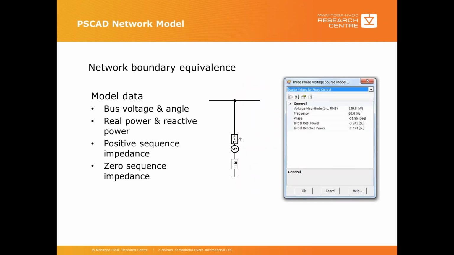For a network boundary equivalent model, we need to define the voltage bus and angle, the real power and reactive power generated for that bus, the positive sequence impedance, and the zero sequence impedance.